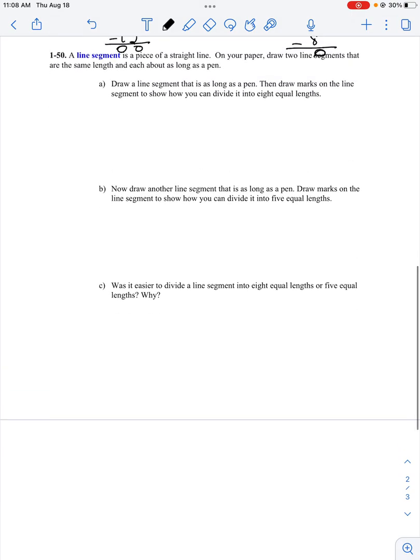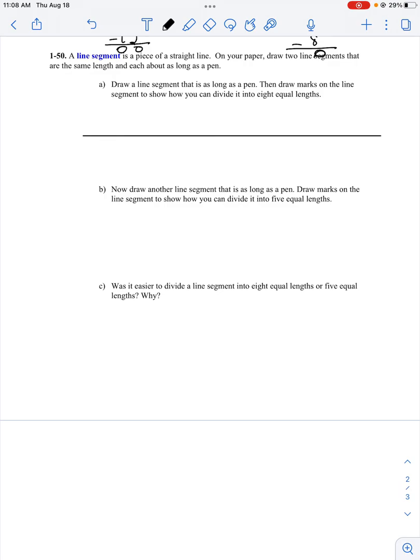Last problem, number 50. So a line segment is a piece of a straight line, okay? On our paper, we are going to draw 2 line segments that are the same length and each about as long as your pen, okay? So part A, draw a line segment that is as long as a pen. Then draw marks on the line segment to show how you can divide it into 8 equal lengths.